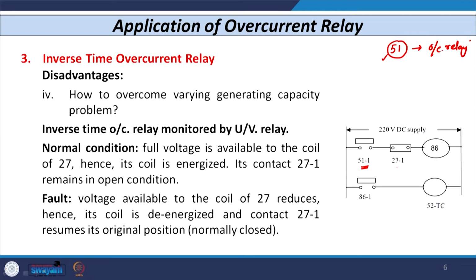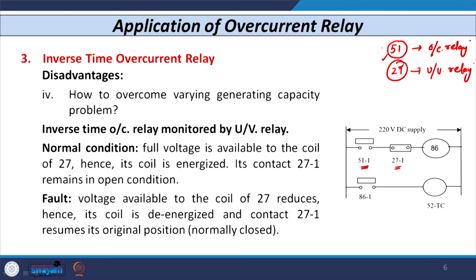But now when the condition is normal, when there is no fault, when the feeder takes full load current, I have also connected another contact, that is 27(1). 27 is the coil of the undervoltage relay, and 27(1) is the contact of the undervoltage relay. It is a normally closed contact. So when full voltage is available to the coil of 27, the coil is energized and the contact 27(1) remains in open condition. So even though we set the relay based on minimum fault current, when there is no fault during normal condition and it takes full load current, even though 51(1) closes, there is no tripping of the circuit because 27(1) is in open condition.